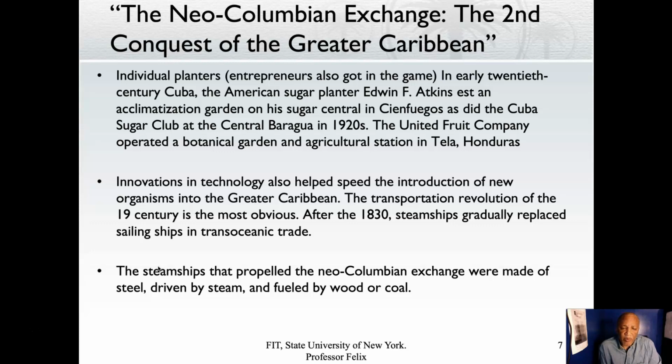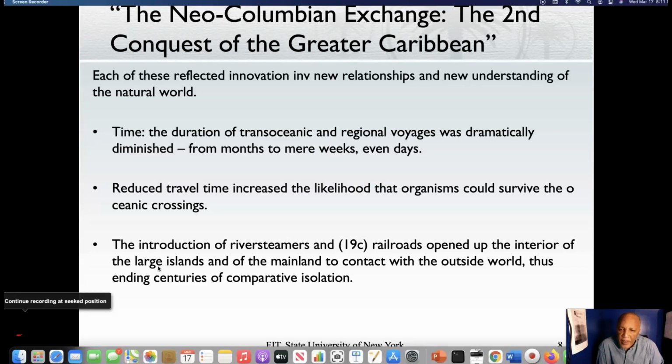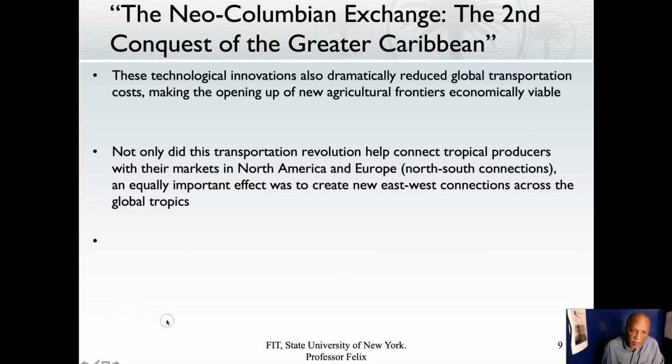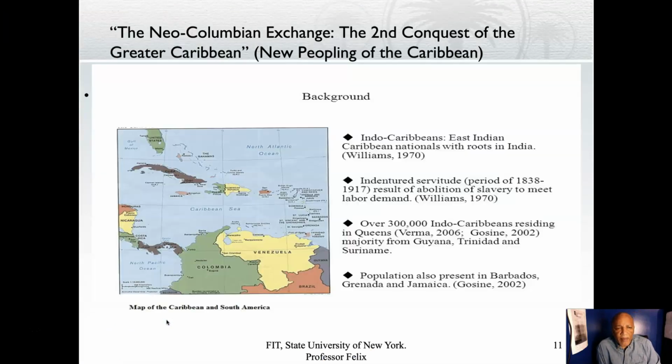People were moved from one place to the next at greater speed. Trips that used to take months and months will take mere weeks or even days. So there was a revolution in transportation that reduced the likelihood that organisms would not survive the oceanic crossings, right? So they were able to actually benefit from that in those ways. All right, so this is a quick summary, and you have these notes.